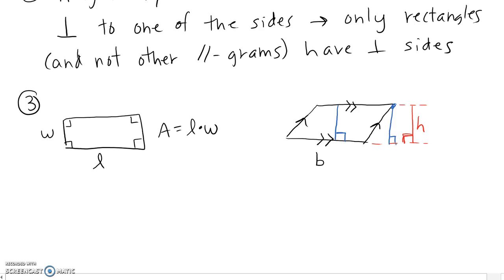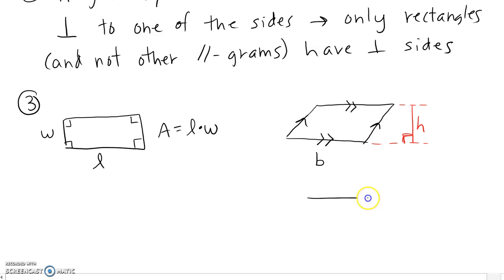So I'm going to go back and erase those blue ones so that the diagram isn't so confusing. Sorry. But basically, as long as it's at a 90-degree angle with whatever you call the base, and it goes between the two parallel sides, it's a height line.